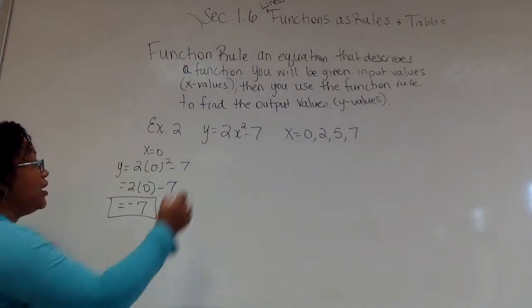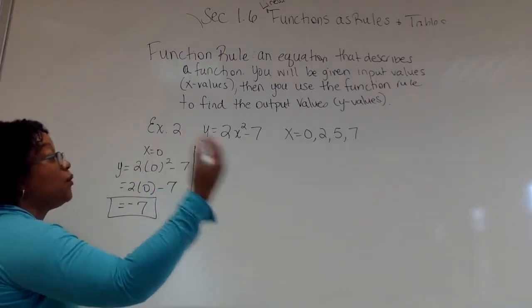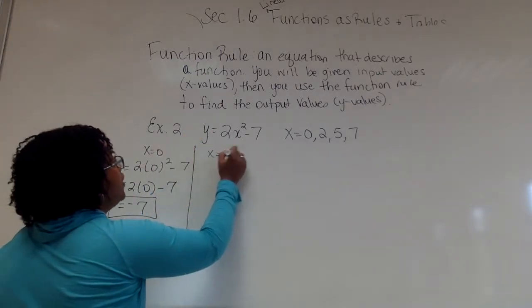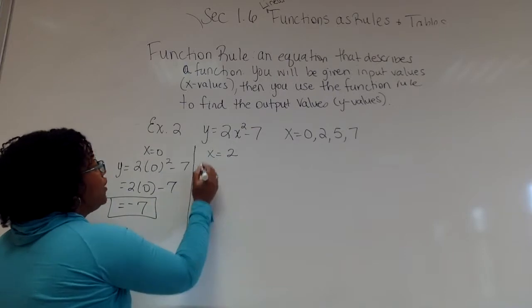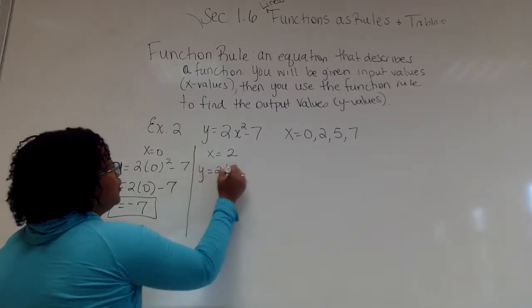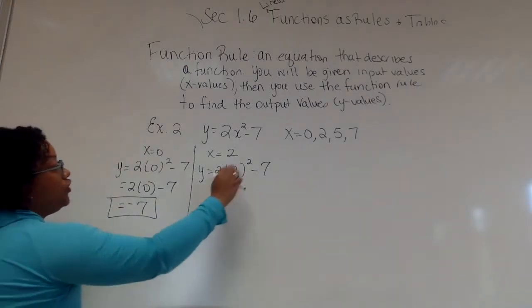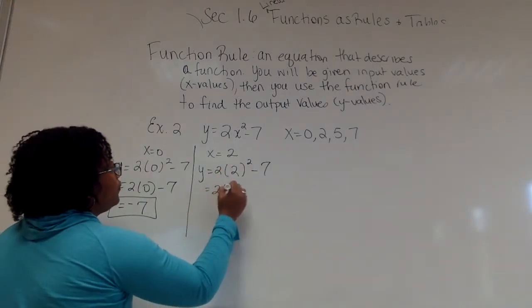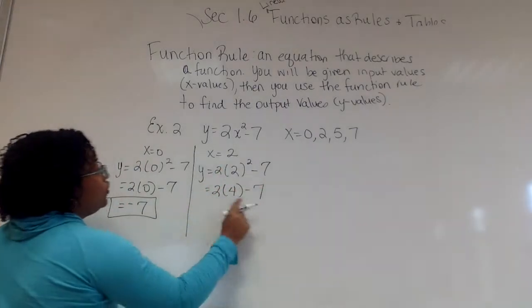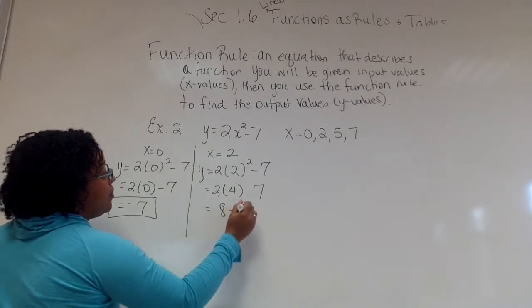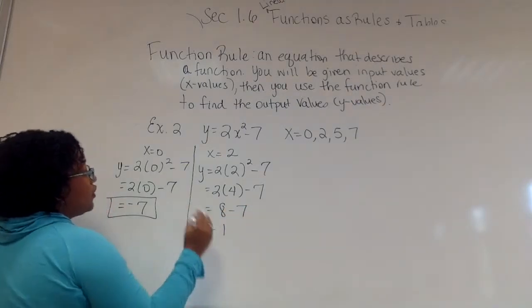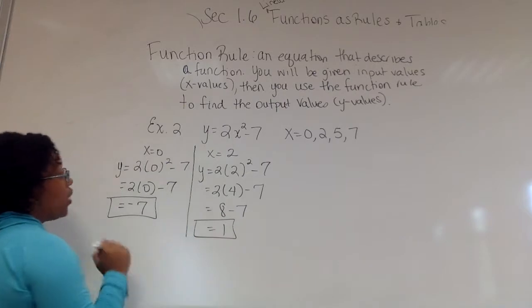Now we do it again. I'm going to draw a line so then you clearly know I'm going to my next input value. It's when x is equal to 2. So I do it all over again, just with a different value for x. Well, I know 2 squared is 4. 2 times 4 is 8. 8 minus 7 is 1. So my second output value, y equals 1.